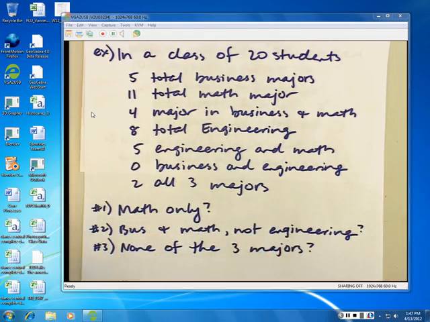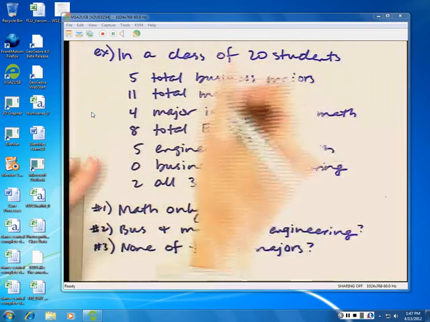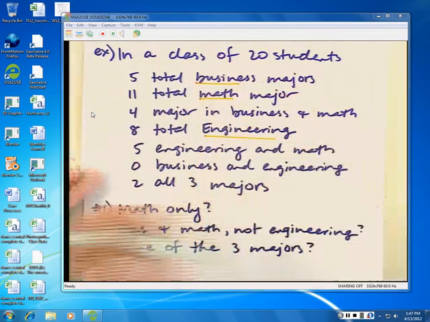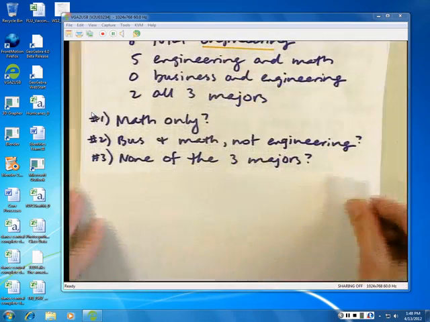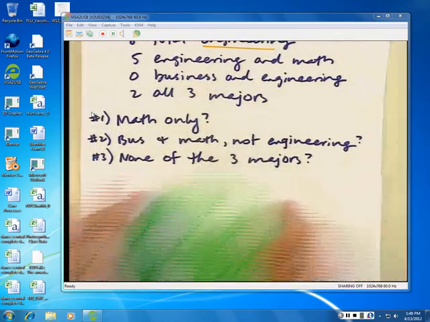Well, what we need is a Venn diagram. This time we have business, math, and engineering. So as I set up my Venn diagram, I want 3 interlocking circles, and I'm going to draw those so that they connect in the middle also. So you're not going to be able to see all of that because I need to get my Venn diagram up here also.